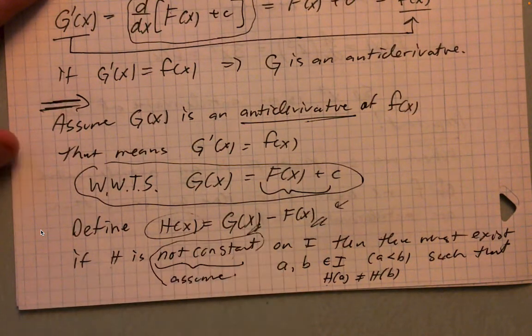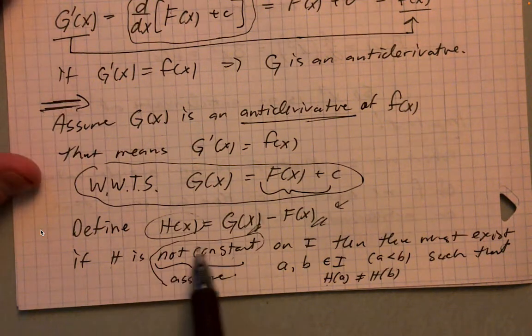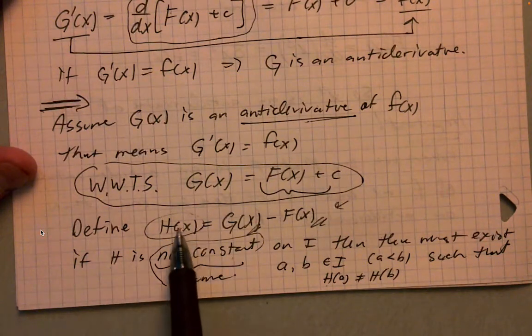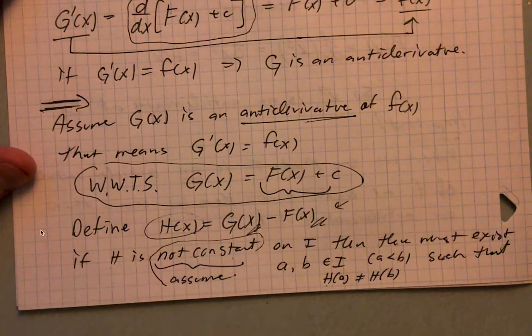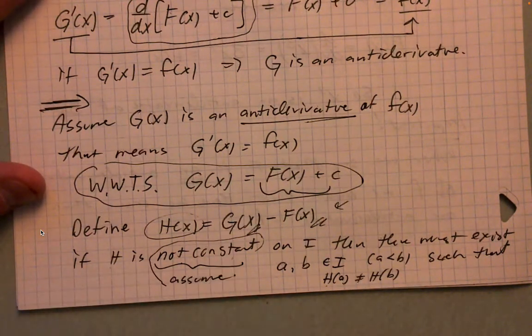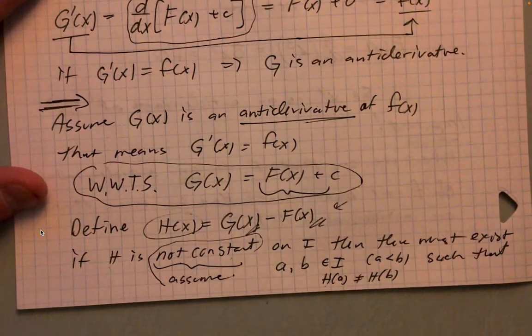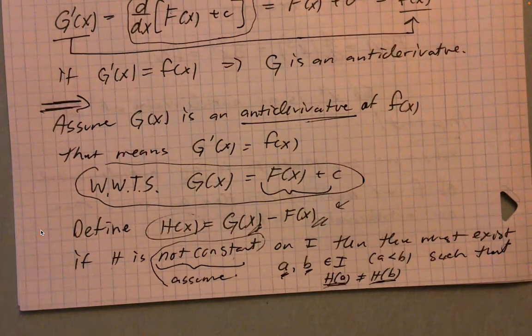It's not a constant. And the setup here is that we're going to derive a contradiction based on this assumption. So if we assume h is not a constant, then we're going to derive a contradiction. We make that assumption, and the implication of that is that there's going to be some a and b such that h of a is different than h of b. If h of x was a constant function, then we couldn't say this. But if h of x is not a constant function, then this must be true.